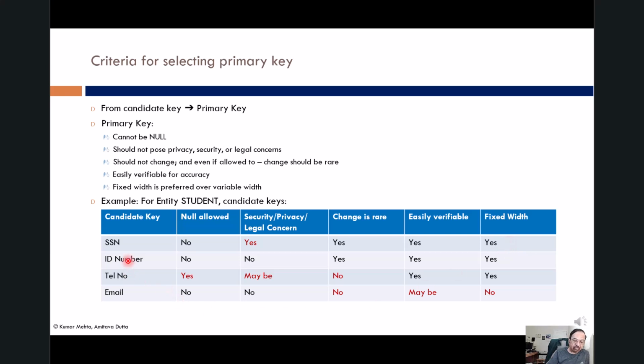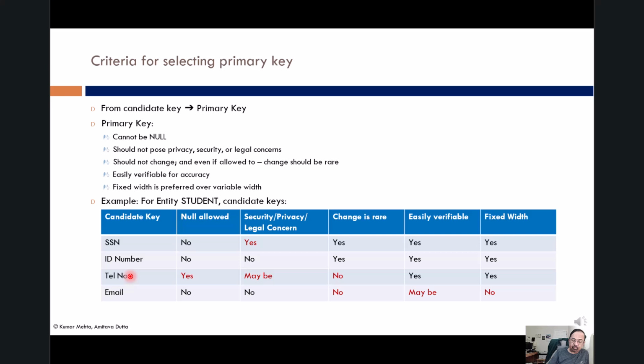Now, if I go to an ID number like your G number, null is not allowed. That's good. Is there a security or privacy concern? No, G numbers are easily shared. The government really doesn't care. G number is only relevant within the university, so the need to protect it in terms of privacy and so forth is less extreme. Change, it doesn't change. Okay, it's easily verifiable, yes, and it's a fixed width, yeah. So if I compare social security number and the G number, I hope you'll agree that the G number in the context of George Mason is a better choice as a primary key rather than the social security number.